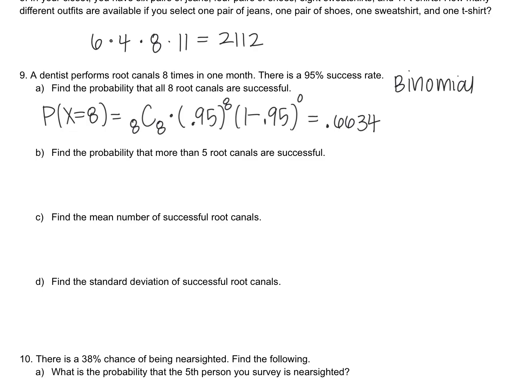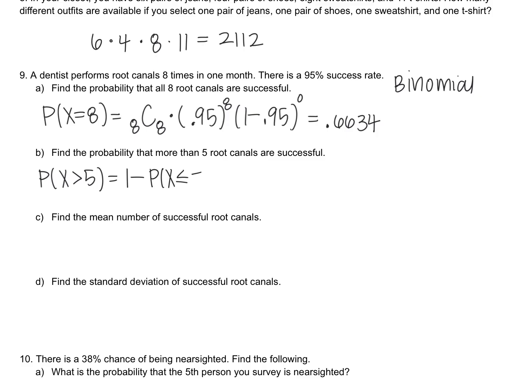All right. The next one is an example of a CDF. So we want to find the probability that more than 5 root canals are successful. So this is the probability that x is greater than 5. Anytime you have an inequality for binomial distribution or even geometric, you have to rewrite it so that it is a less than or equal to, because the binomial CDF and the geometric CDF in the calculator will only do less than or equal to. So everything that's not greater than 5 is 1 minus everything that's less than or equal to 5.